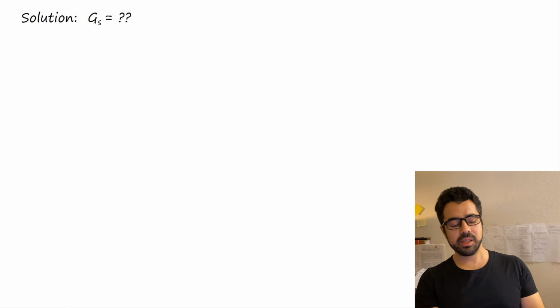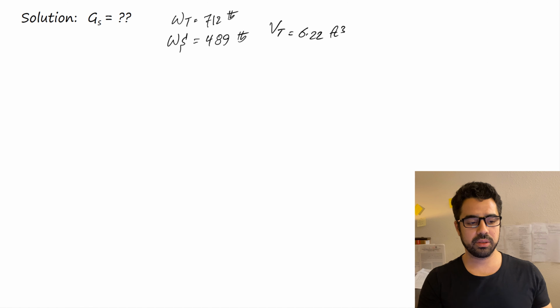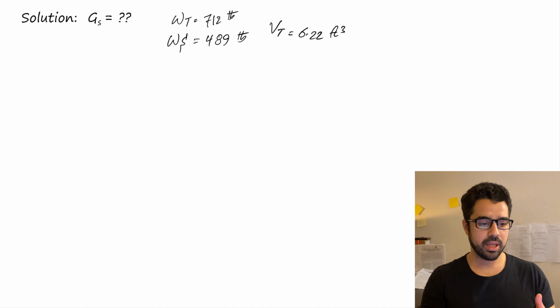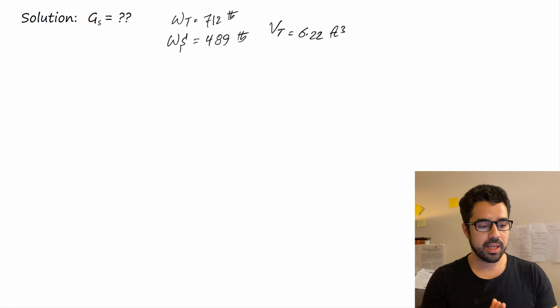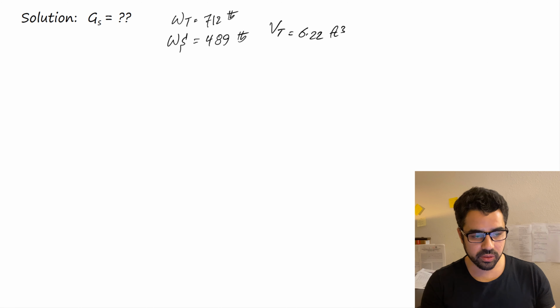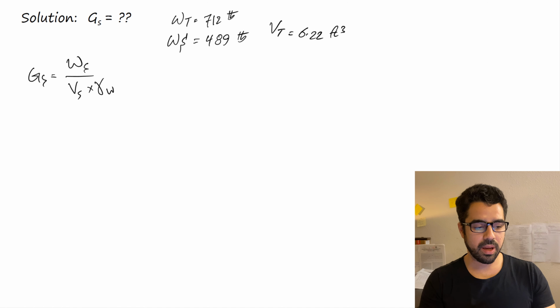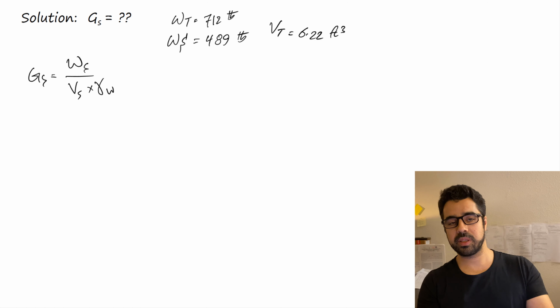When I start solving, the first thing I do is write down what is given. So the total weight is given, sometimes called the total, sometimes the wet. The weight of solids is given as well, and the total volume. We move ahead. What we're looking for is the specific gravity.